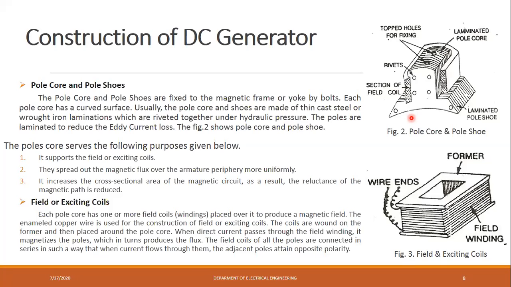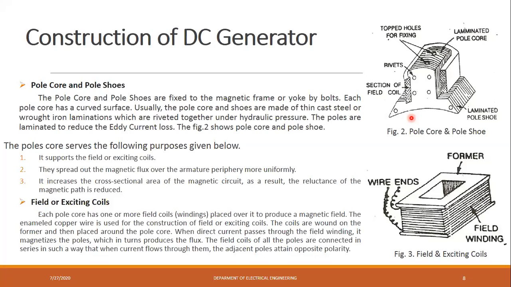That field coils means what? The coils which were placed to produce the magnetic field. Okay, so this field coil is made up of a copper coil or copper wire, and these coils are wound around the pole core.